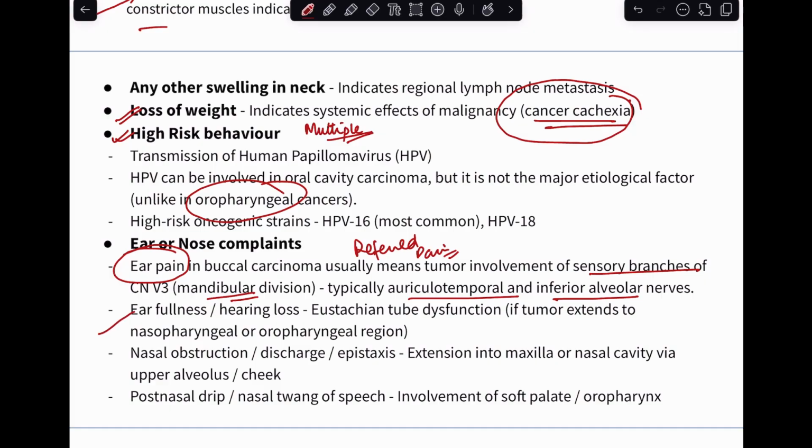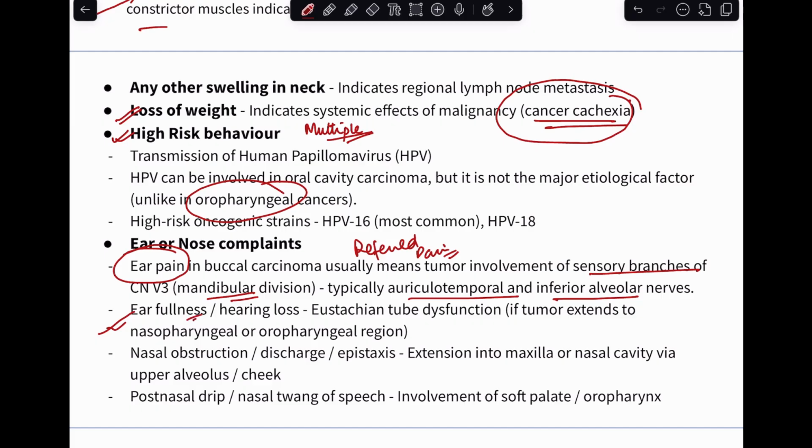Second is if the patient complains of ear fullness or hearing loss. This would be a result of eustachian tube dysfunction. Now, how is the eustachian tube getting dysfunctional in a case of oral cancer? If the tumor is advanced and has extended posteriorly to involve the oropharynx and the nasopharynx, we know that the eustachian tube opening lies in the lateral wall of the nasopharynx. So if the nasopharynx has gotten involved, it will lead to eustachian tube dysfunction, leading to ear fullness or hearing loss.